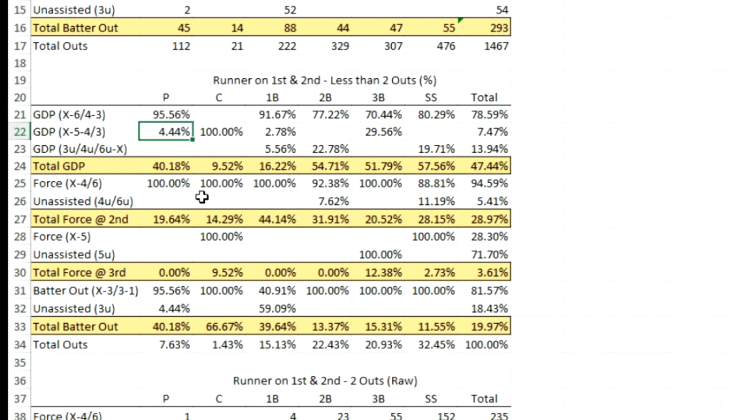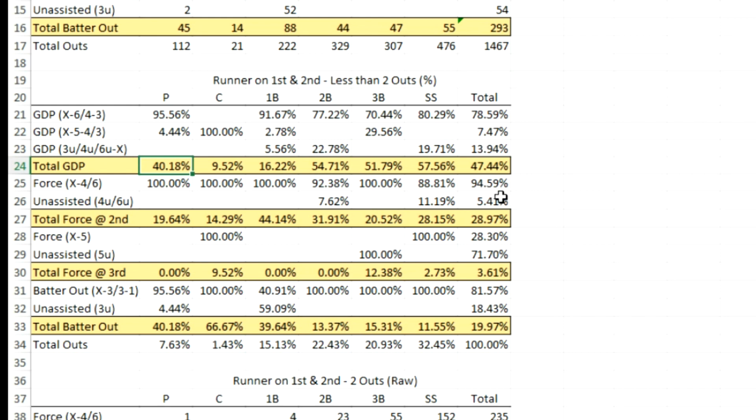The 4.44% represents how often the pitcher's throwing to third base for the first out of a double play. And usually those are 1 to 5 to 3, if you will. So that's what the percentages mean. Then the total down here, this 40.18%, is the total of all plays fielded by that position that result in that type of out. So 40% of plays fielded by the pitcher result in double plays. And again, that's with runners on first and second and less than 2 outs. Almost 20% are force outs at second, and a little over 40% are just thrown to first for the out. So that's how you read that.